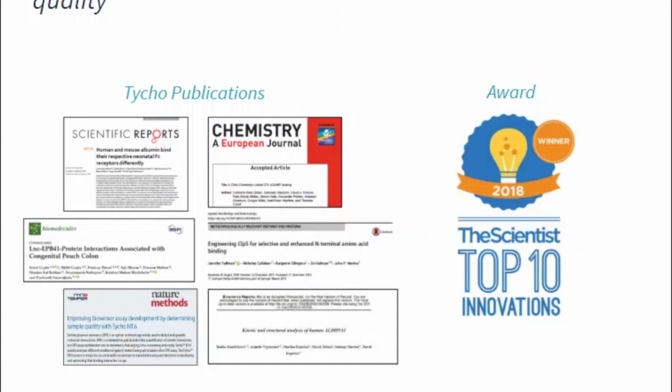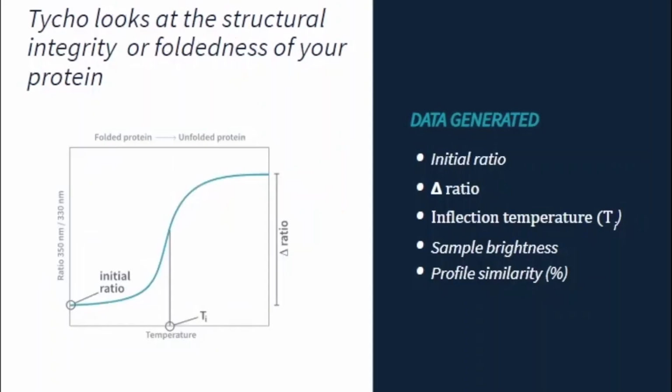So let's talk a little more specifically about what you see in a Tycho experiment. As I mentioned, Tycho looks at the structural integrity or foldedness of your protein. The most important thing to remember is you're looking at folded protein becoming unfolded as a thermal temperature ramp is applied to your sample. So Tycho generates the following data. You'll get the initial ratio, which is the value of the ratio reading at the beginning of the measurement, and it serves as an indicator of the relative percentage of folded protein in your sample.